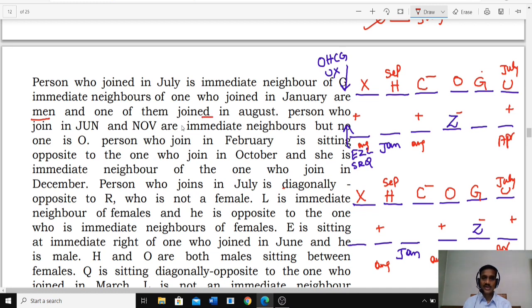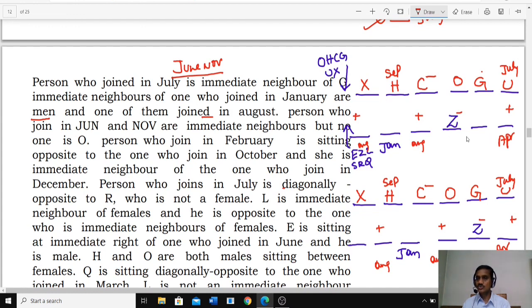The persons who joined in June and November are immediate neighbors, but none of them is O. June and November are adjacent to each other, but none of these two persons is O. So wherever June is, November cannot come there. If November comes here, June would be here. If June is here, November must come here, which is not possible. Hence June and November cannot be in the first row facing south. So they must come in this row. Suppose August is here, then June and November come here. If August is here, June and November come here. Clear? So we need to finalize August. If August is here, June and November are side by side.